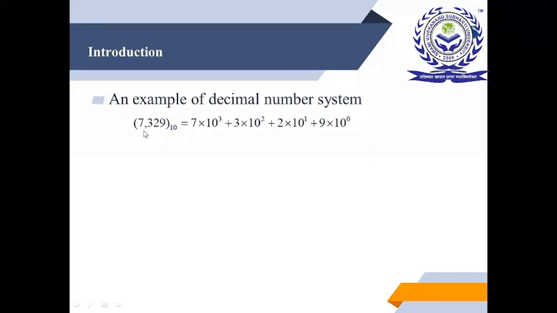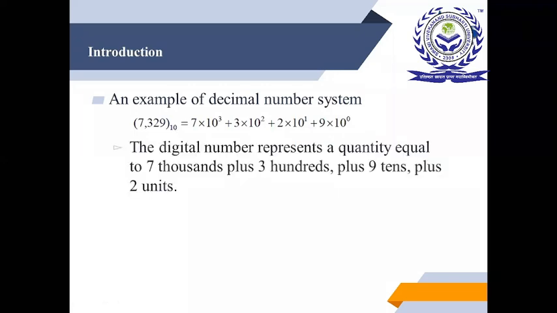Now let us take an example and go through how the number is represented. 7 multiplied by 10 raised to power 3. 10 is the base, 3 is the position. That is 7000. Now 3 into 10 raised to power 2, that is 300. 2 into 10 raised to power 1, that is 20. 9 into 10 raised to power 0, that is 9. Any number system will be represented in such a way, and when we solve this equation, we get 7329. In this way we represent any number in any number system base.